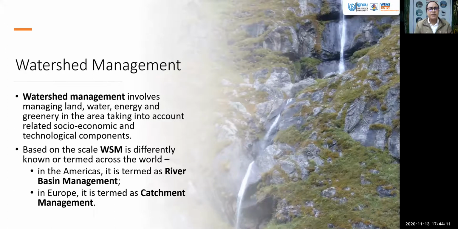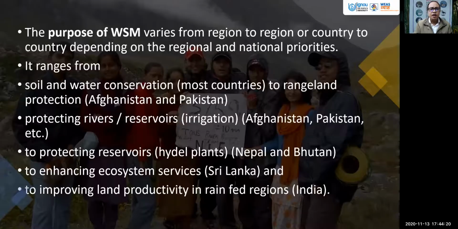Watershed management is a synonymous term for river basin management, which is also used in the Americas, and catchment management in Europe. The purpose of watershed management varies from region to region and country to country. In the beginning, in the 1970s and 80s in India specifically, our basic objective was soil and water conservation and protection. That's also the same in Afghanistan, Pakistan, then in Nepal and Bhutan, to protect reserves, and in Sri Lanka, enhancing ecosystem services.